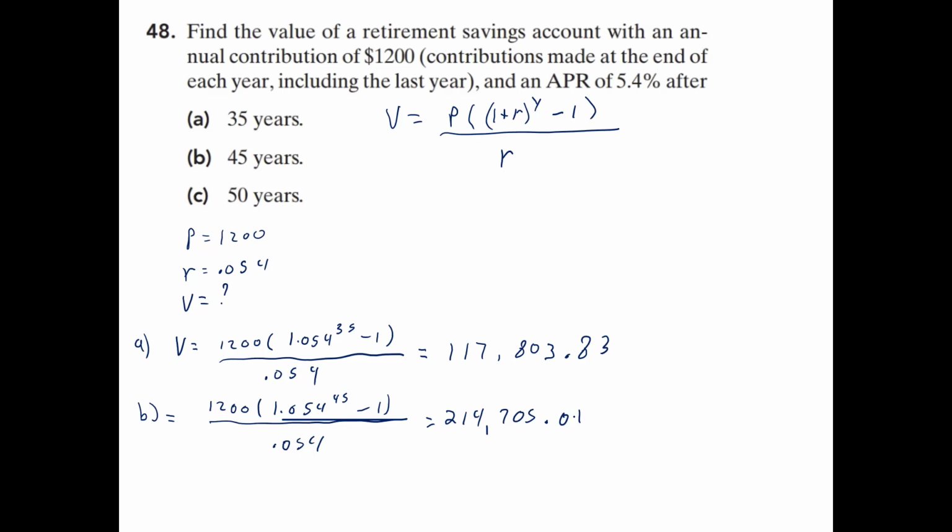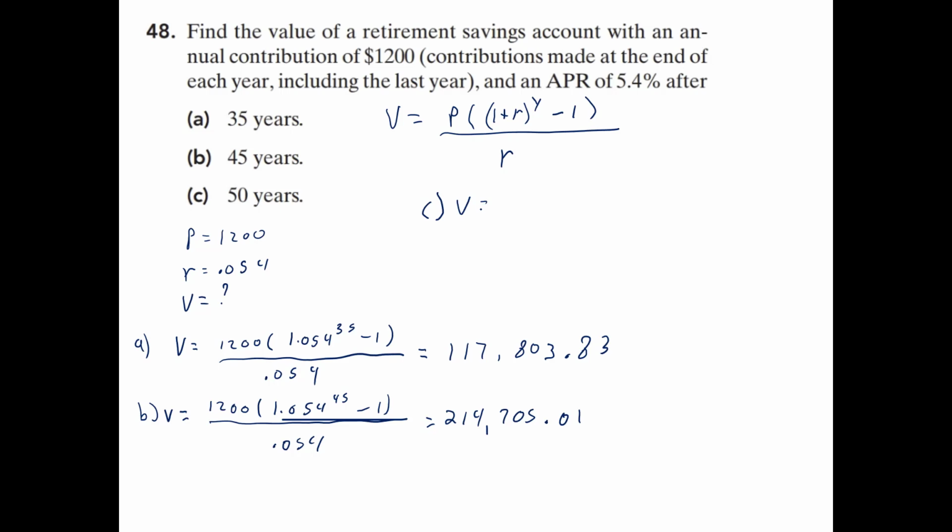So comparing A to B, going from 35 to 45, adding those 10 years, we almost added $100,000 ready for retirement. And now we'll do part C over here where we have some room, and it's the same thing.